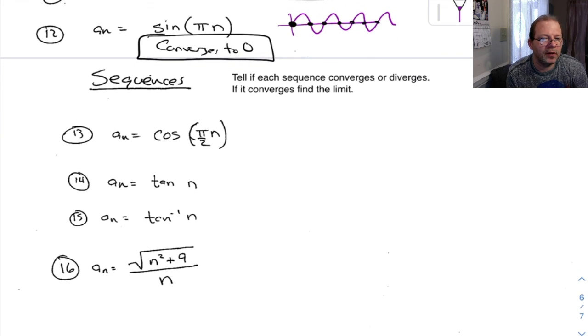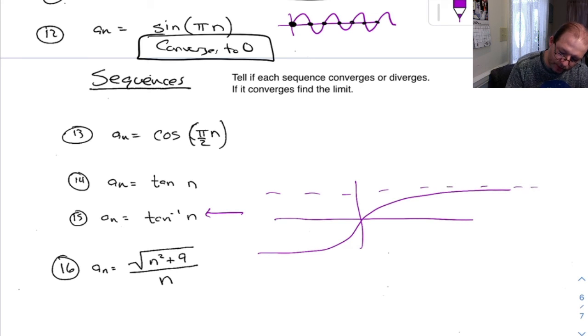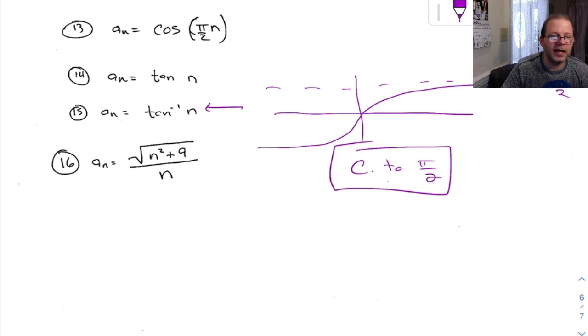All right, let's just do one more of these. I want to talk about this one. Inverse tan of n. If you graph inverse tan, it looks like this. It's got a horizontal asymptote at pi over 2. So 15 here is going to converge to pi over 2. All right, I think that's enough of these.